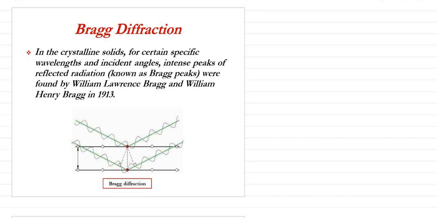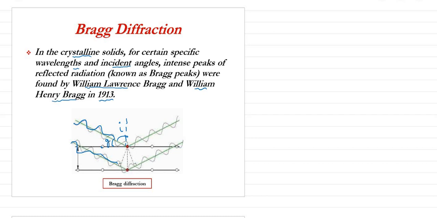I think we have seen this part, but here again we will see what exactly Bragg's diffraction is. These two scientists, William Lawrence Bragg and William Henry Bragg, are actually father and son. They found in 1913 that for certain crystalline solids, at a specific wavelength and incident angle, the X-ray beam is incident on the crystal. Let us consider the angle of incidence. If this is the normal, then this is the angle of incidence.